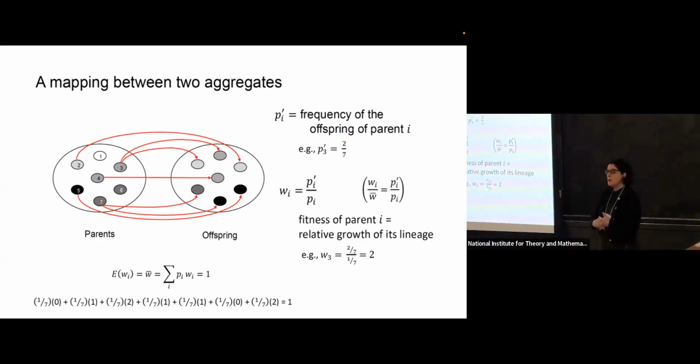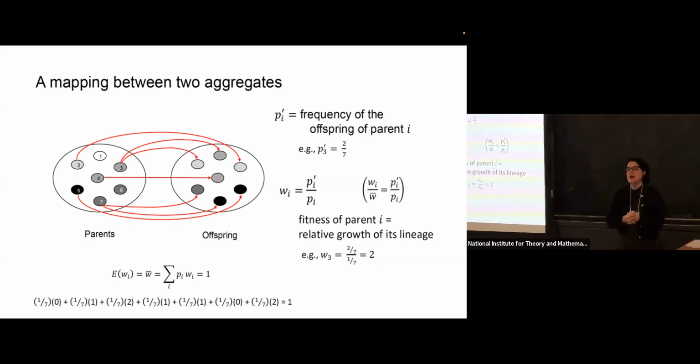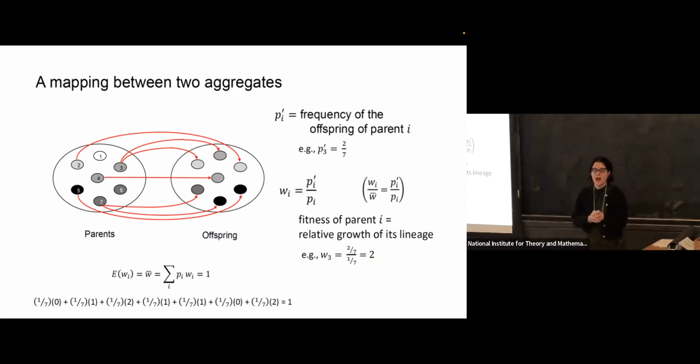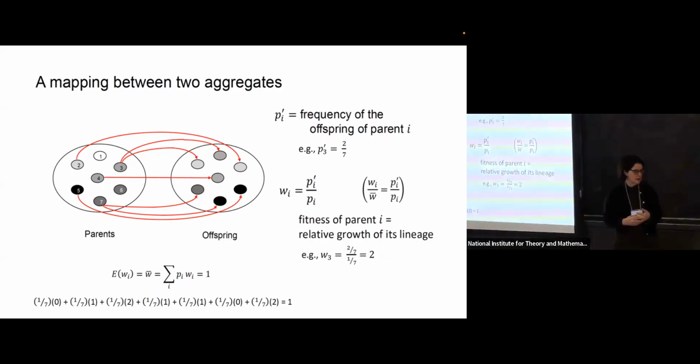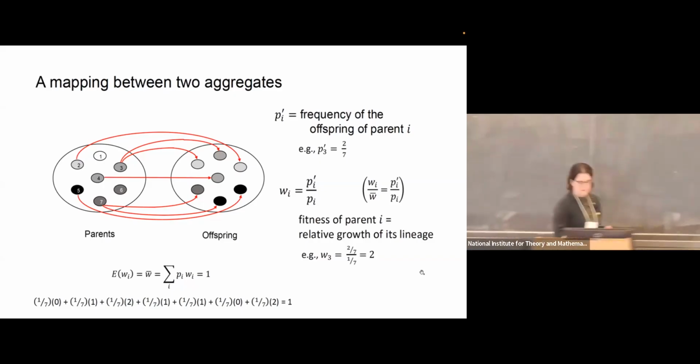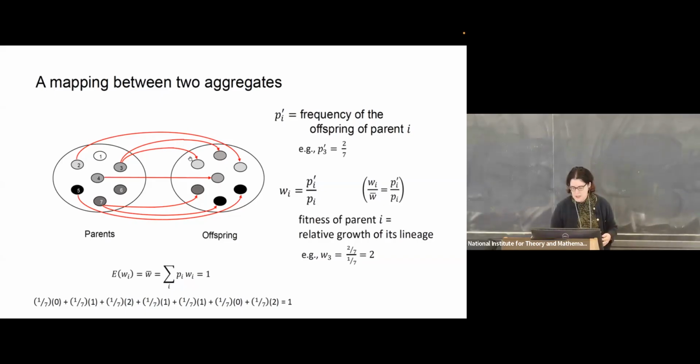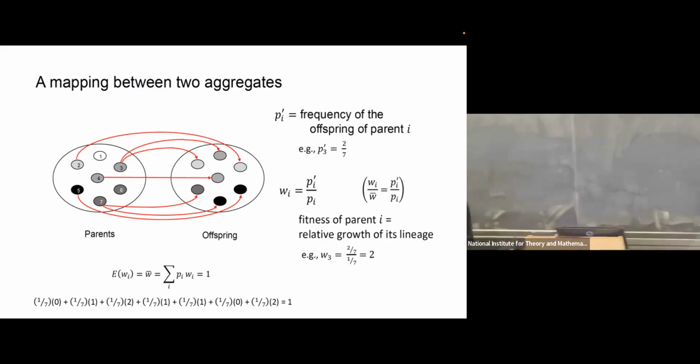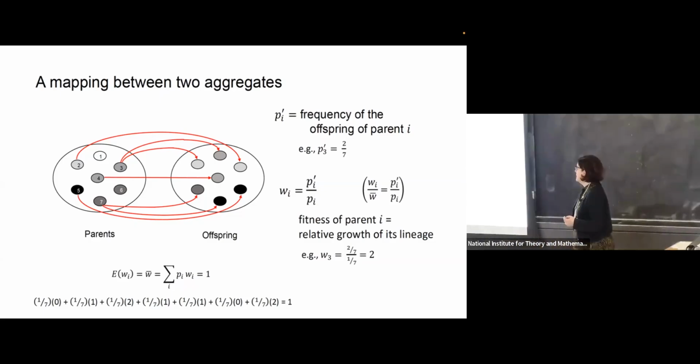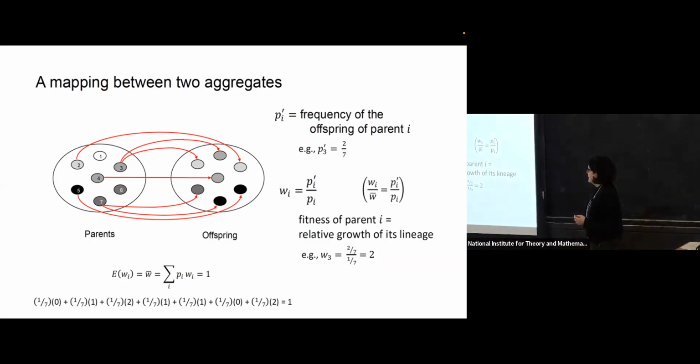Here, p_i prime is the frequency of the offspring of parent i. So just as an example, parent 3, realize that might be a little small. I don't know if it's big enough for all of you to see. There's parent 3. Parent 3 has 2 offspring, 2 out of 7. So the frequency of the offspring of parent i in the offspring generation, if you like, is 2/7.